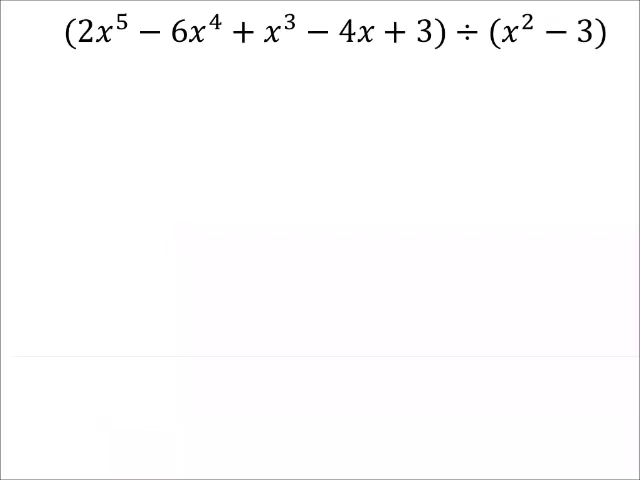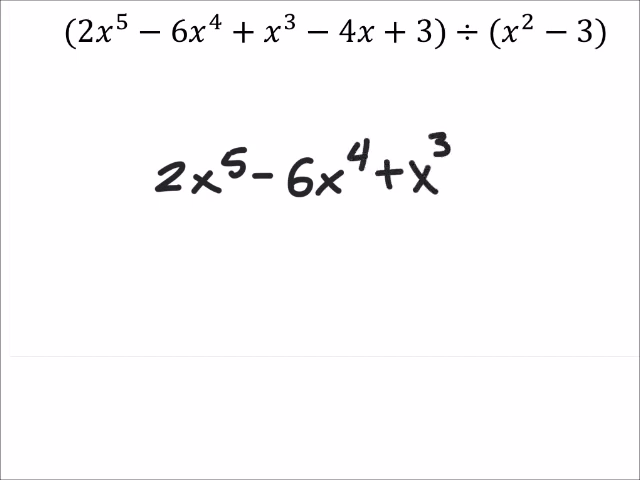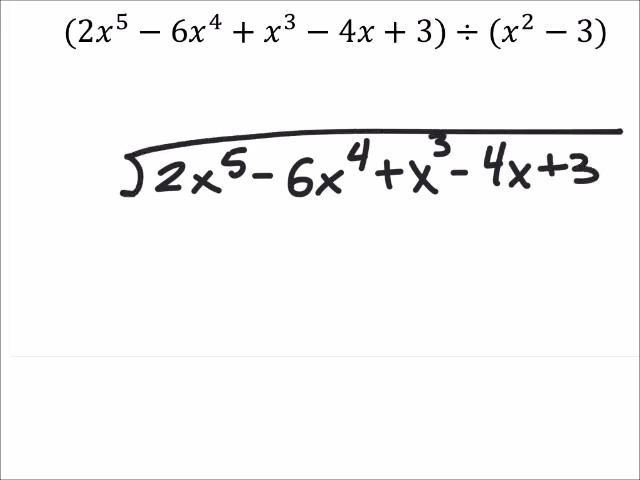So we're going to take our divisor here, which is, on this one it's already in descending order for us. That was very generous of them. 2x to the power of 5 minus 6x to the power of 4 plus x to the power of 3 minus 4x plus 3. And we're going to divide this by x squared minus 3.